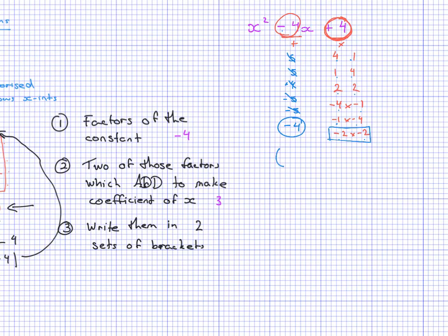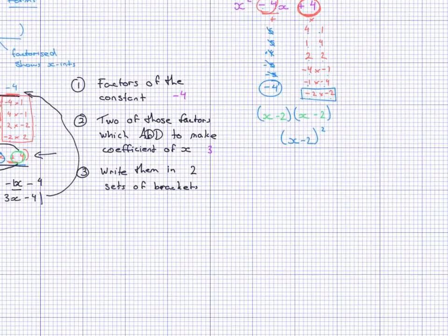And the last step is to draw our 2 sets of brackets and plug in the numbers on the right hand side, the x's on the left hand side. You can see that these 2 sets of brackets are the same. So if you want to, you could also write it like that. The square means that I have 2 sets of the same bracket. We'll do one more example and then I'm going to get you to practice this on your own.